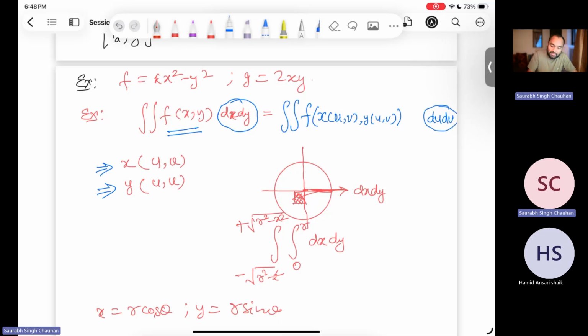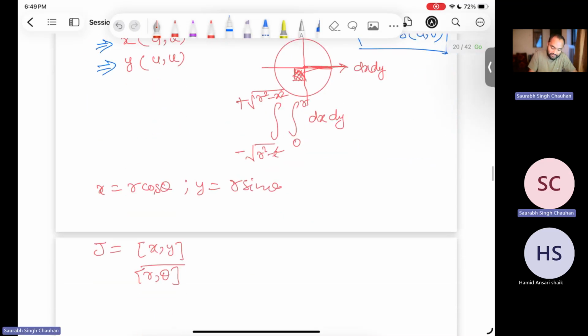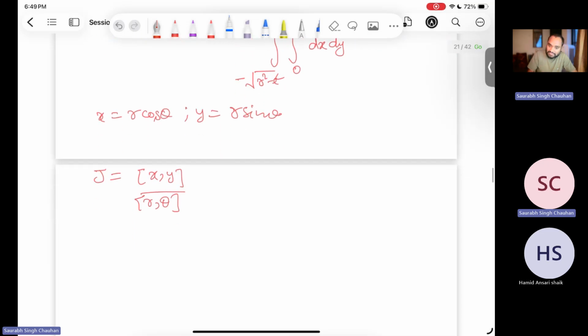So these integrations will not be equal. There will be a factor, and what is that factor? That is actually the Jacobian, J, and that J is nothing but the Jacobian of x and y with respect to u and v. So you will have to multiply by the Jacobian. Here you can calculate the Jacobian, so you can find the Jacobian matrix.